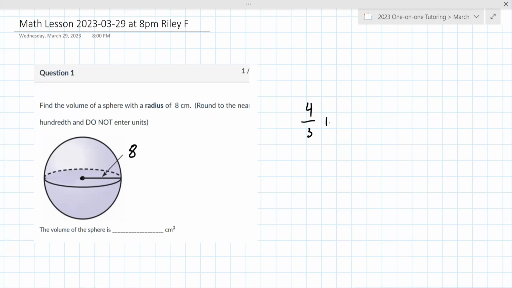Volume is 4/3 pi r cubed. 4/3 pi times 8 cubed. So go ahead and grab your calculator. Let me know what you come up with on that one.